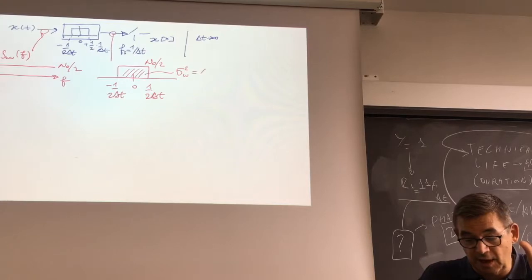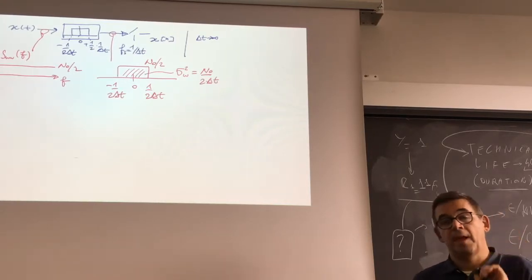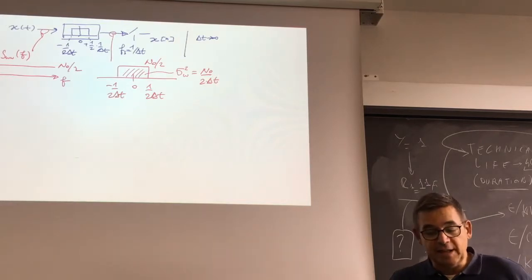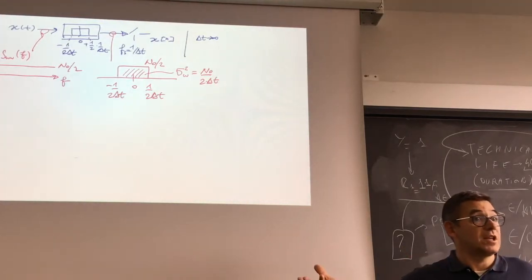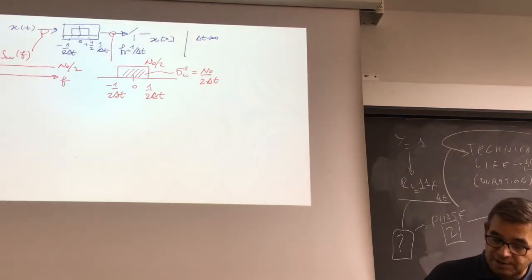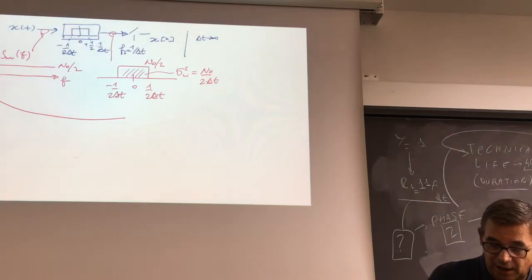So it is n0 divided by 2 times delta t. Which means if I take delta t going to 0, the power is going to infinity, which is the singularity that I get. So now look at this sketch.